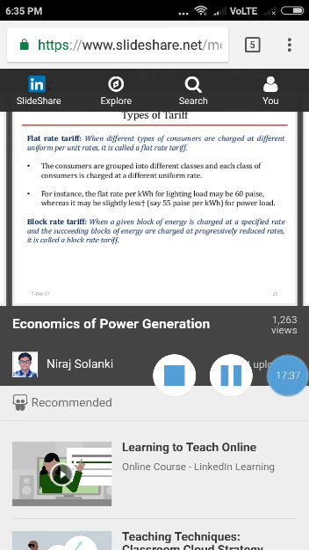Flat rate tariff. When different types of consumers are charged at different uniform per unit rates, it is called a flat rate tariff. Block rate tariff. When a given block of energy is charged at a specified rate and the succeeding blocks of energy are charged at progressively reduced rates, it is called a block rate tariff.